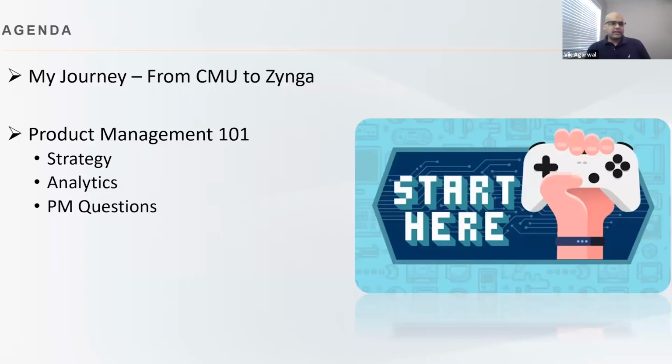So let's talk a bit about the agenda for today. We're going to start off with talking a bit about my journey, where I went to grad school, how did I go from the banking and consulting industry all the way to the gaming industry, and how I arrived at Zynga today. And after that, we're going to talk a bit about product management 101, the strategic side of what a PM does, the analytical side, and some typical questions a PM faces day to day.